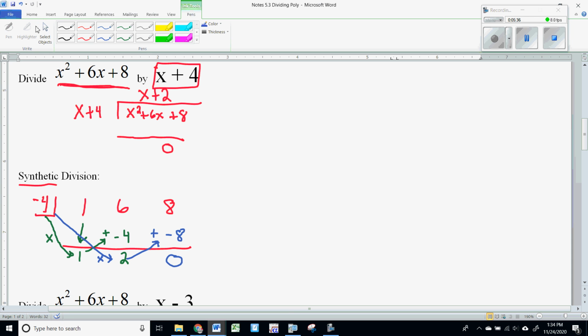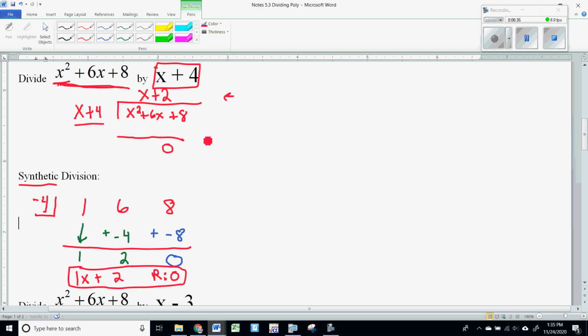Now, to show you what we end up with, let me remove some of these lines, because as you do these, you won't necessarily need these lines to help you see what you're doing. But you always multiply on that diagonal and then add. So negative 4 times 1, negative 4. We add. Negative 4 times 2, negative 8. And then we add. And we get to here. Now, we started with an x squared. So when we start with an x squared, we drop 1, and this just becomes x plus 2 with a remainder of 0. And there is our answer. The same thing we had gotten up here by knowing what the factors were.